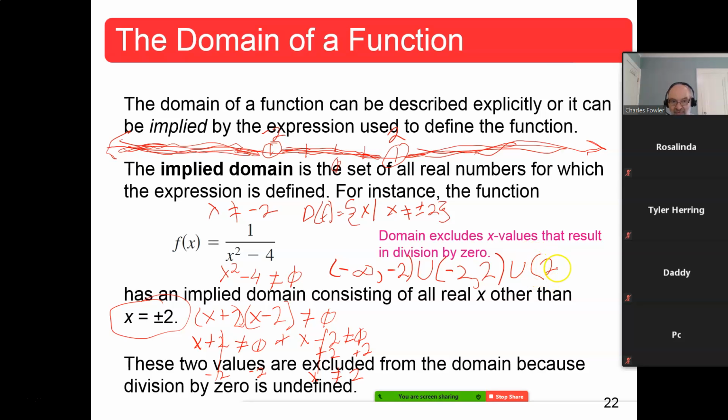That's why we use parentheses, and that goes all the way to infinity. So this is how we would express the domain of this function in interval notation. That's a little long and awkward. Much easier to write it this way. Or just say this: x cannot equal plus or minus 2. To me, that says it all.